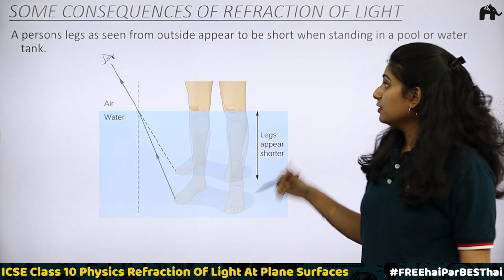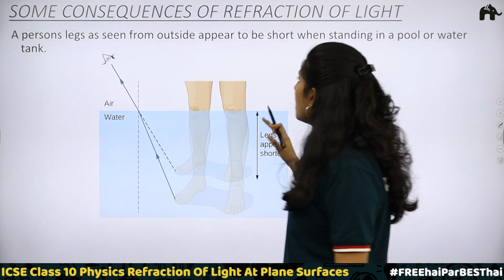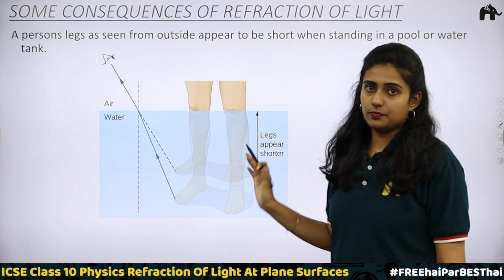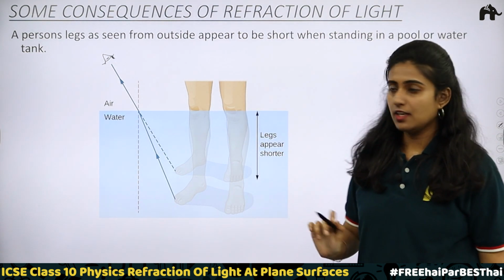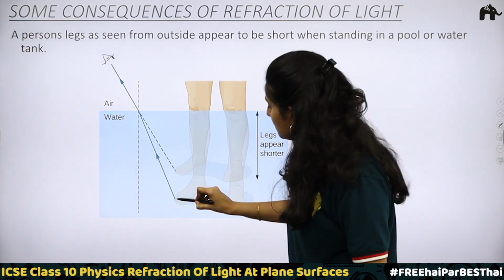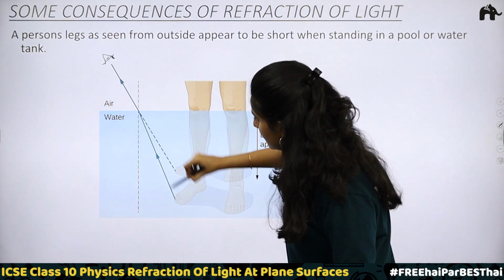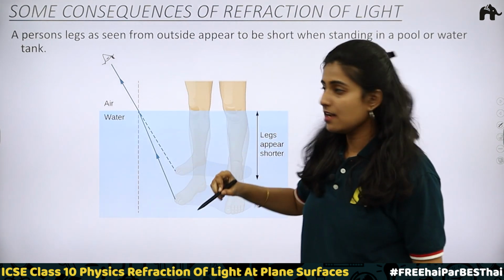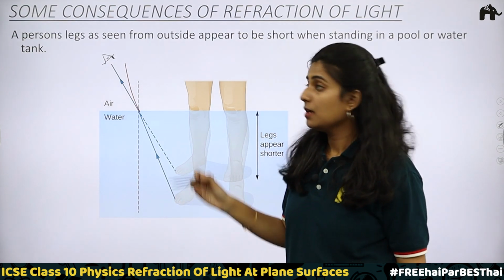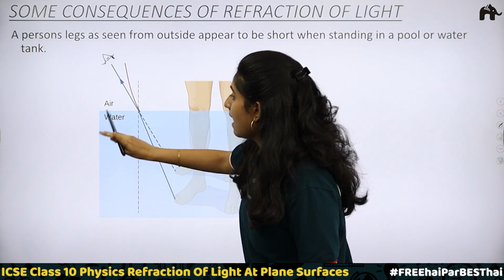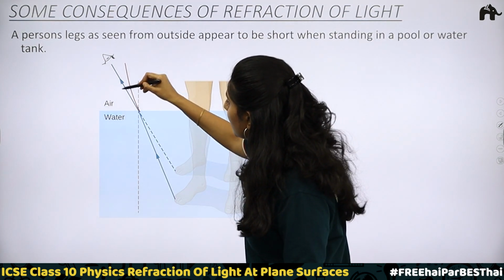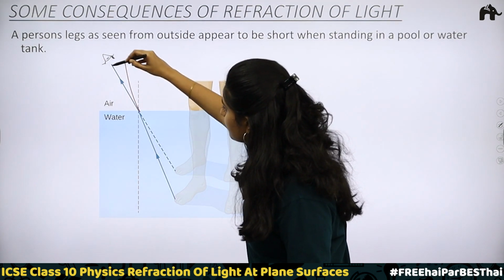Now the fifth one, a person's legs as seen from outside appear to be short when standing in a pool or water tank. Here a person's legs are shown. So light rays, incident rays taken from the person's foot. So this is the incident ray. Here we have the normal. Actually, it should have moved in this direction. What happens? Because of bending of light. Light is traveling from water to air, denser to rarer medium. It bends away from the normal. So this is the refracted ray.